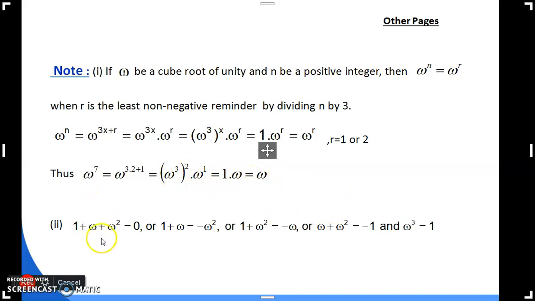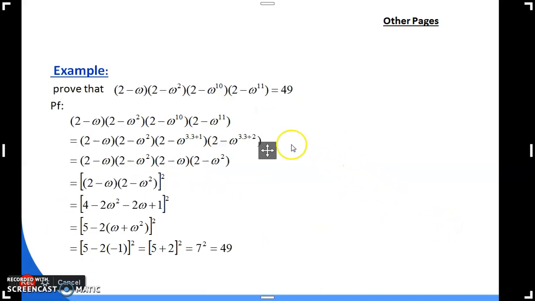So let's have the total formulas. For 1, omega and omega square, we have 1 plus omega plus omega square equal to 0. You have to remember this formula. From this formula we can obtain other formulas: 1 plus omega equals minus omega square, 1 plus omega square equals minus omega, omega plus omega square equals minus 1, and omega cube equals 1. So all these are formulas you have to remember. Clear?